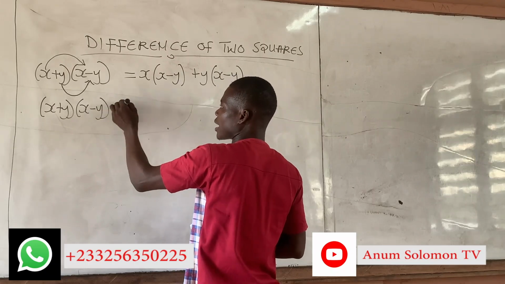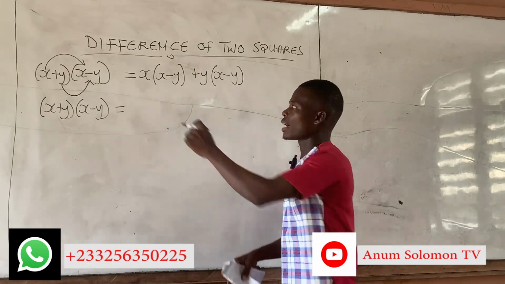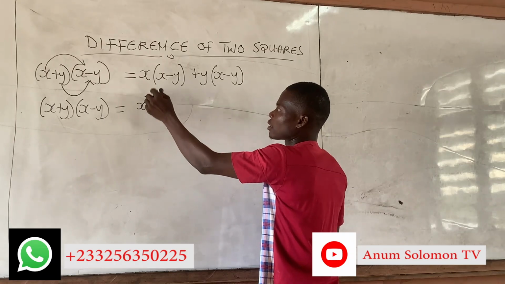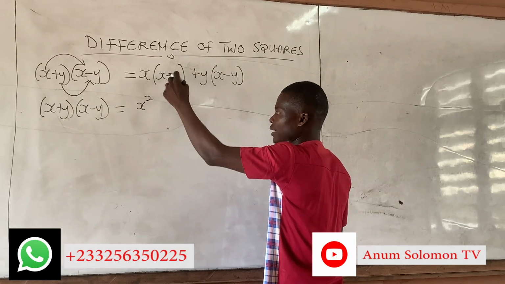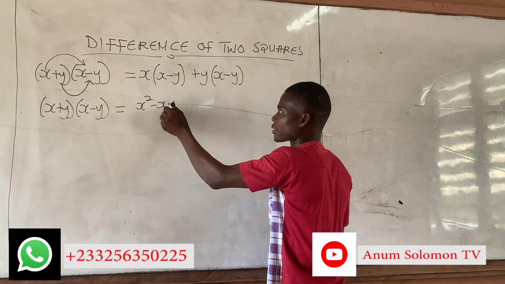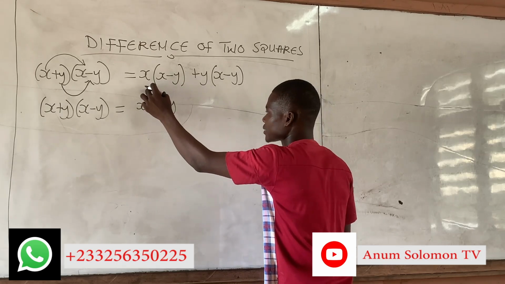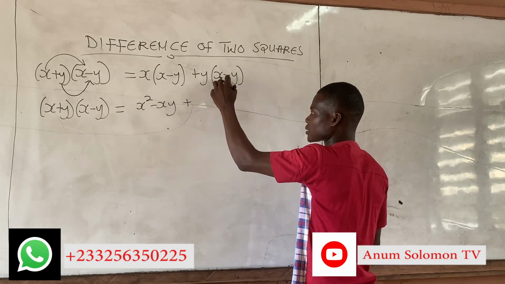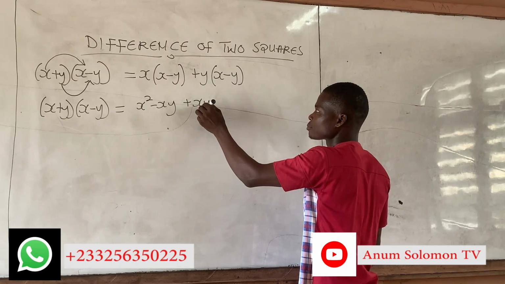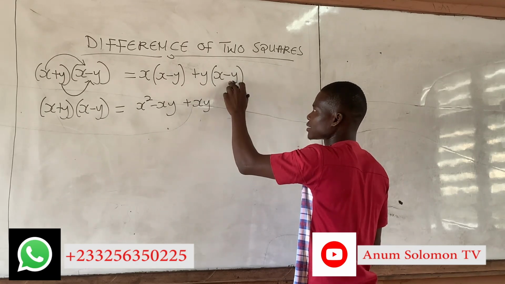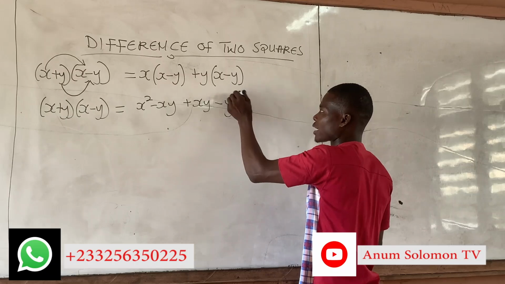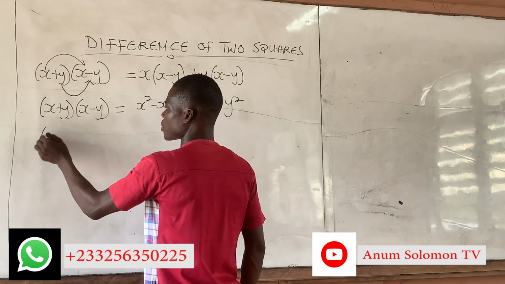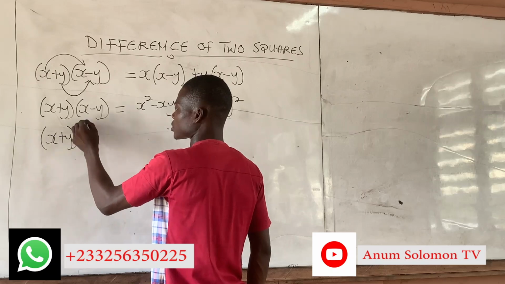So (x plus y)(x minus y) is equal to x times x, which is x squared. x times negative y is minus xy. We are done with the first bracket. Let's move on to the second bracket. Plus y times x is xy. y times negative y is minus y squared. So let's simplify our results.